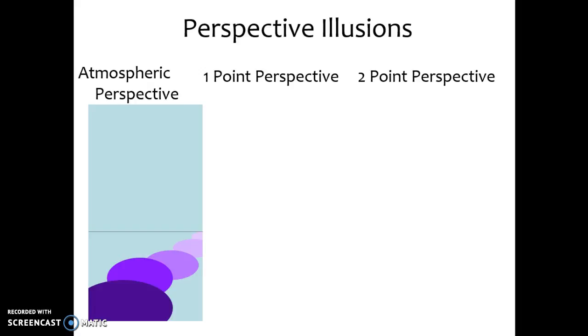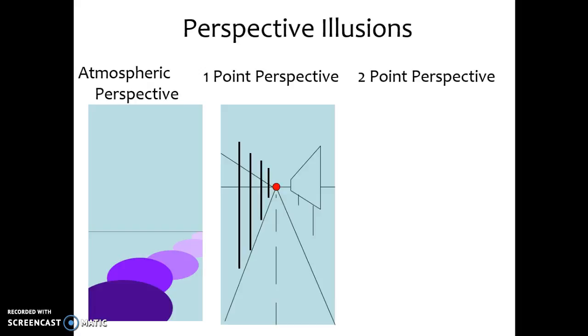We also have one-point perspective, where one spot on the horizon line is where all of the parallel lines disappear to. You can see in this simple scene on here, these are just a collection of lines, however it gives you the sense of looking at a road going back into the distance.